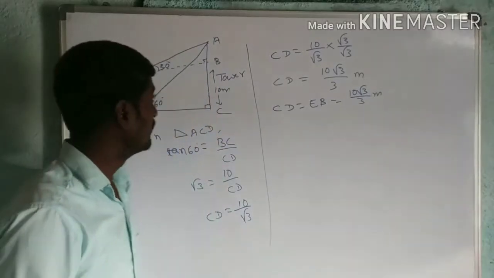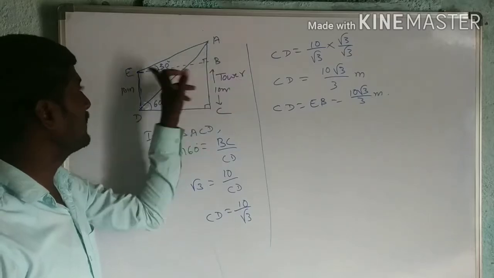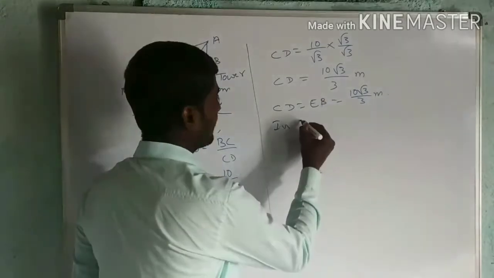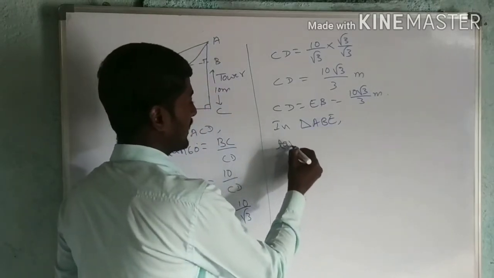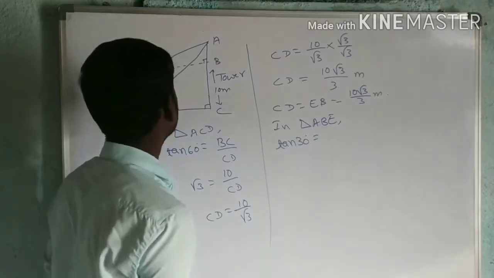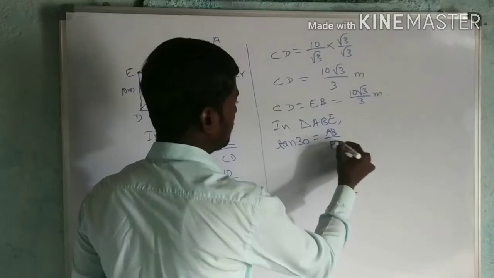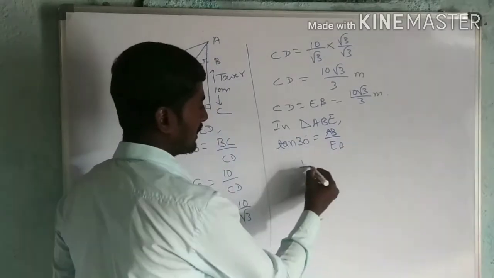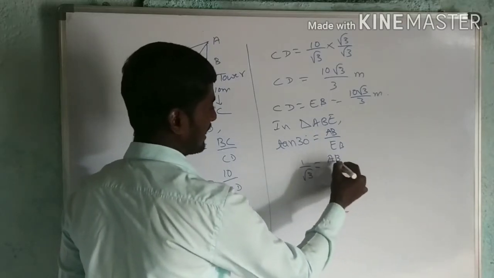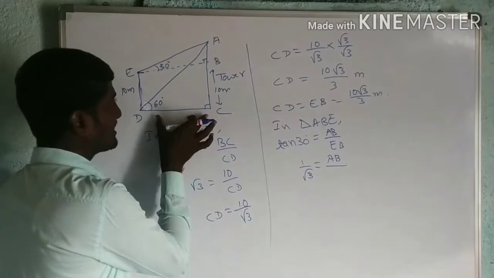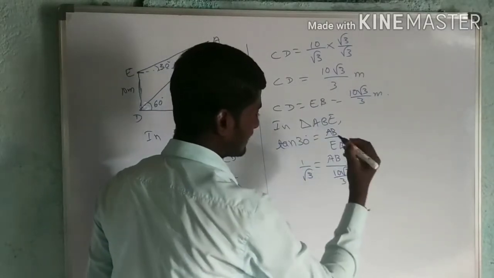Now what I have to find? I have to find AC. Then I will go for another right angle triangle, ABE. In right angle triangle ABE, again I will apply the tan function. Tan 30 degree is equal to AB divided by EB. Now tan 30 is 1 divided by root 3. Now AB we have to find; we don't know that. The EB value is CD, that is 10 root 3 divided by 3.